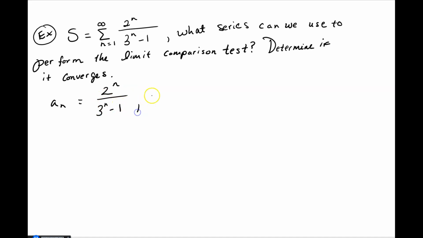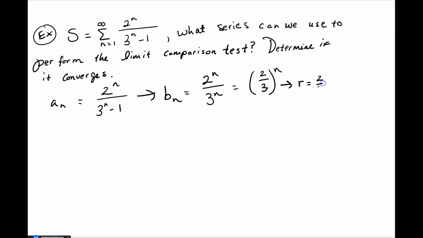Well, what could we pick? All right, what could we pick? Well, let's pick a b sub n. That's very similar. How about 2 to the n over 3 to the n? That's close enough. I'm going to factor out that n power, though. I'm going to say it's 2/3 to the nth. Okay? 2/3 to the nth. Well, what I can say here is that my factor, my r, equals 2/3.